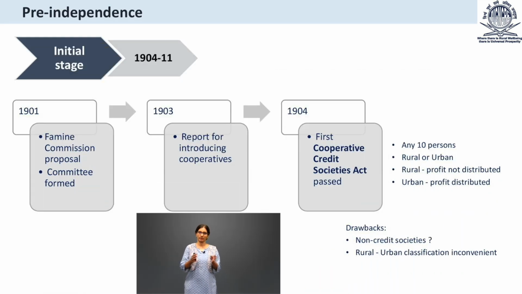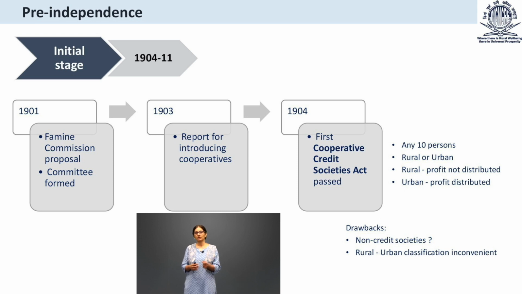Let us first look at the pre-independence period. The first stage, from 1904 to 1911, is when the first Cooperative Act in India came into existence. In 1901, the Indian Famine Commission proposed to the government to set up a committee, and the committee's task was to report on the introduction of cooperative societies in India, and this was headed by a British officer.